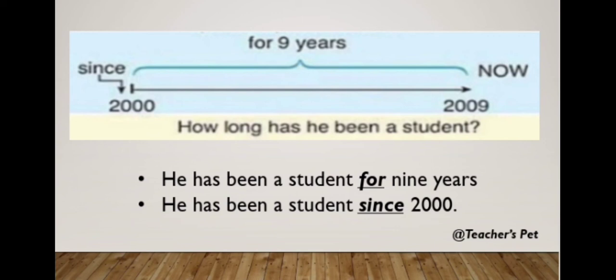There are two sentences. The first one, he has been a student for 9 years. So the 9 years talks about the whole duration. That's why we use for. The second sentence is, he has been a student since 2000. 2000 shows the initial point of the action, so we use since.